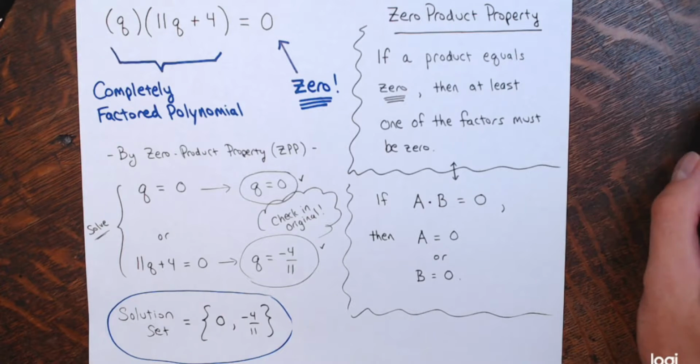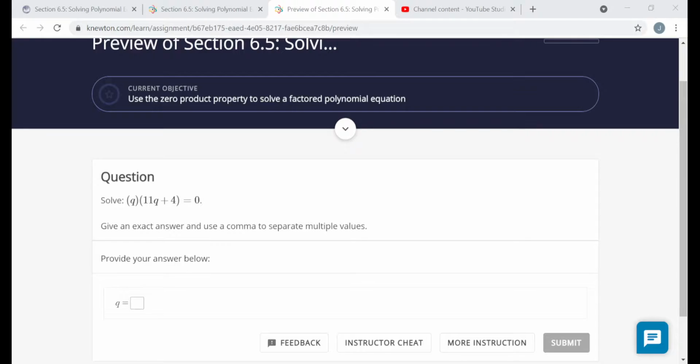Right? See back in the homework, they just want you to give answers. Now when they say an exact answer, that just means don't put it in a calculator. Negative 4/11. Don't put that in a calculator, because that's going to come up negative 0.363636. Leave it as negative 4/11. And use a comma to separate multiple solutions, multiple values.